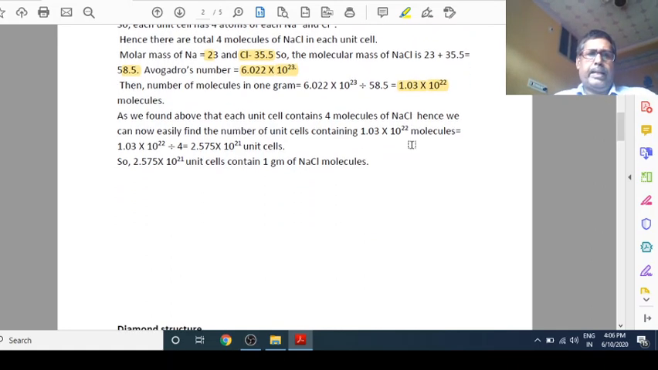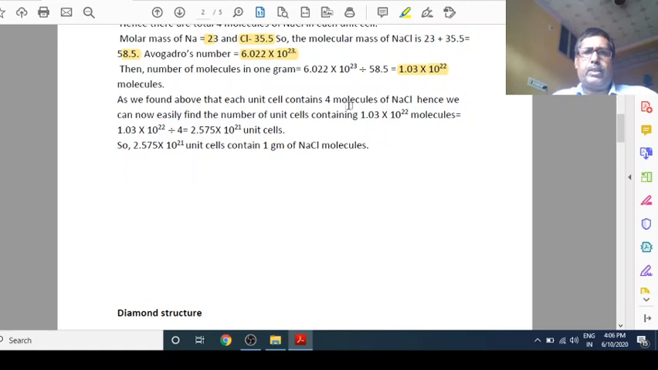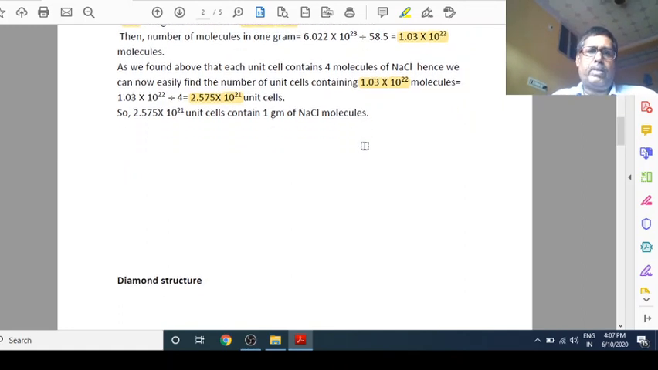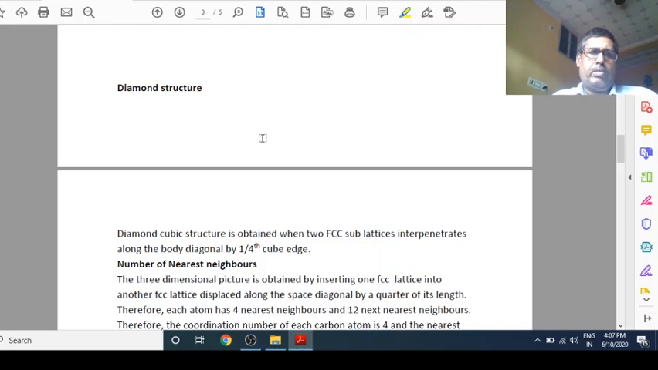As we found above that each unit cell contains 4 molecules of NaCl, hence we can now easily find the number of unit cells containing 1.03 into 10 to 22 molecules. Actually, we are going to divide this value by 4 because 4 molecules of NaCl. So we get 2.575 into 10 to 21 unit cells. So 2.575 into 10 to 21 unit cells contain 1 gram of NaCl molecules. Okay, this was about NaCl crystal. Now we are going to start diamond structure.